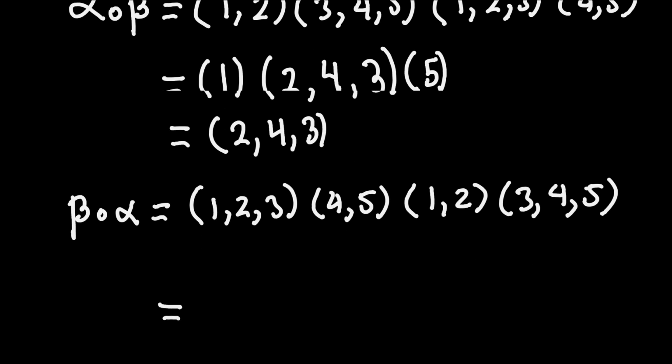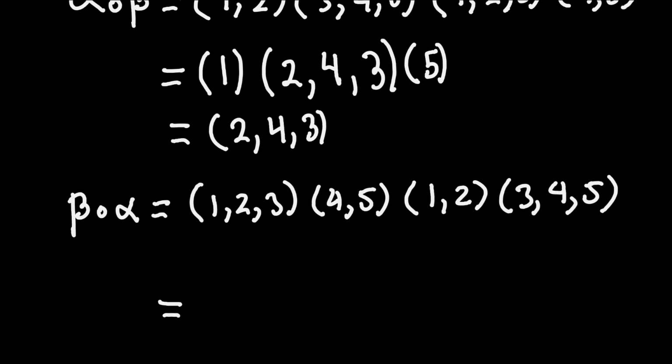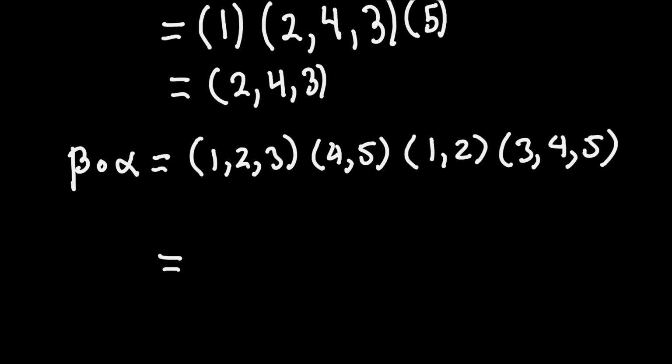Now, same thing we can do with the other part. So with beta composed with alpha. And let's practice this a little bit more. So let's look at this one. We're going to do exactly the same thing as we did with the other one. So this is the other way around, beta composed with alpha. So this is beta here, and this is alpha. So we're going to start again with the same thing. So we start with 1.